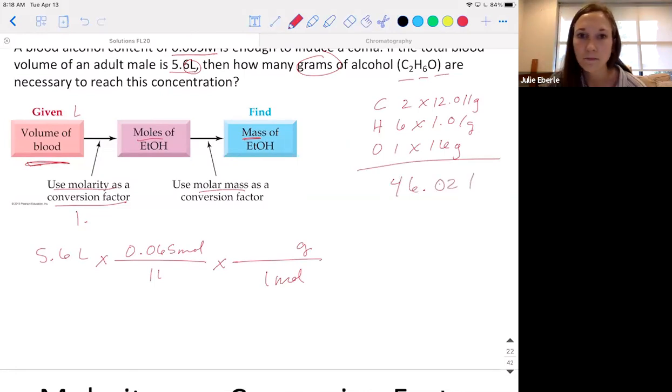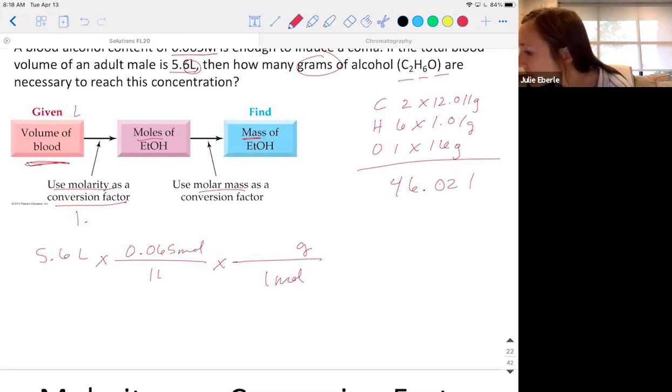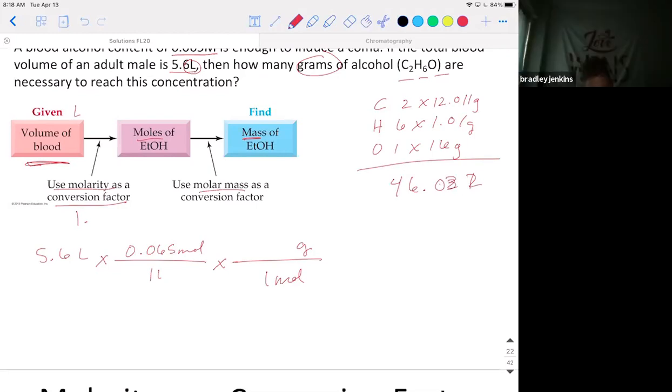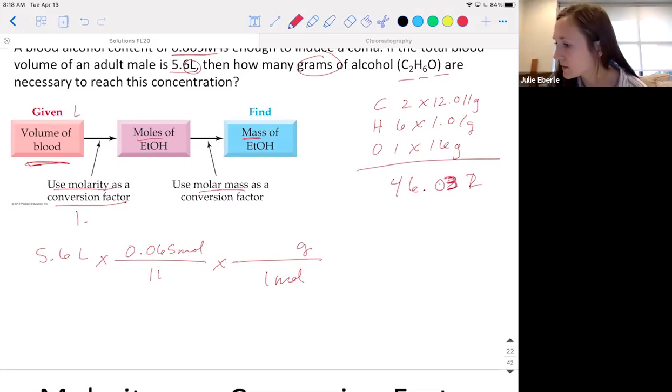Is that what you guys get? Am I off? Is it 2-2 or 3-2? I think I'm off on the decimals. What'd y'all get? I think it should be 3-2. Anybody double check me?